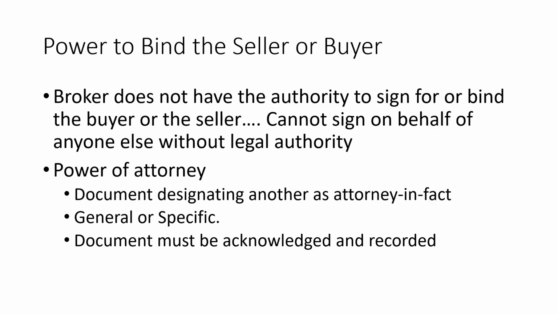Nobody can sign on behalf of anybody else any of the contracts unless they actually have a power of attorney from the person. The power of attorney makes them attorney in fact, and it can be general or specific to the house or the document. And if you are using a power of attorney to authorize you to sign a document, that document has to be acknowledged. That means witnessed and notarized and recorded if it's to do with the purchase of a house.